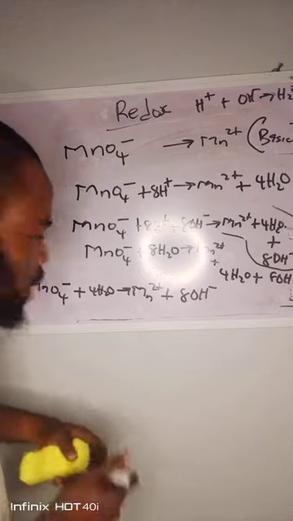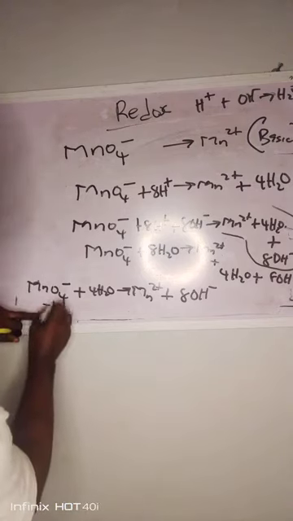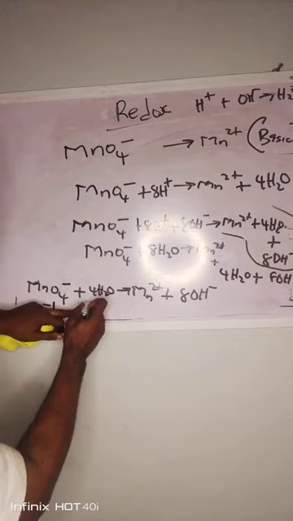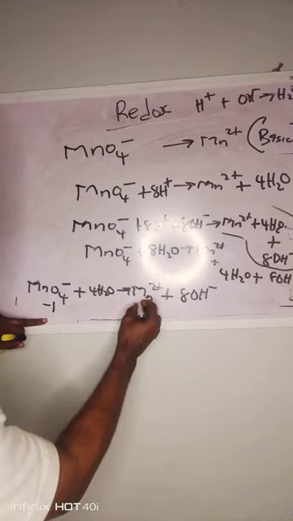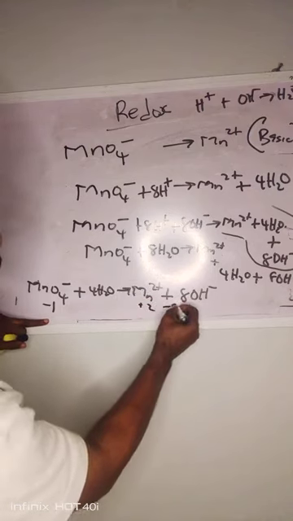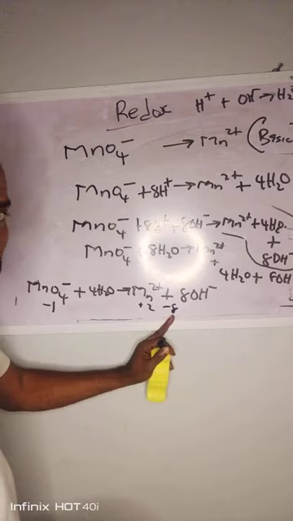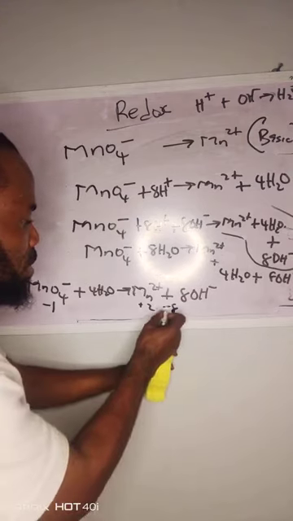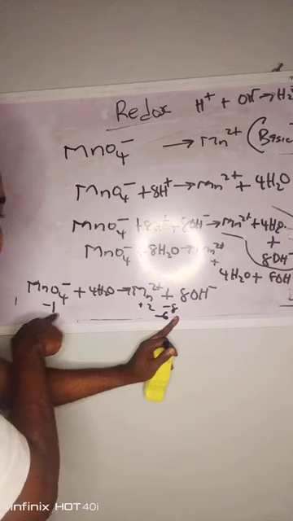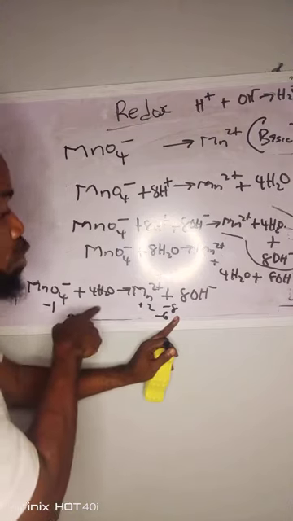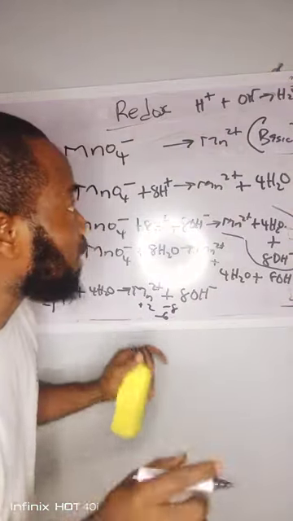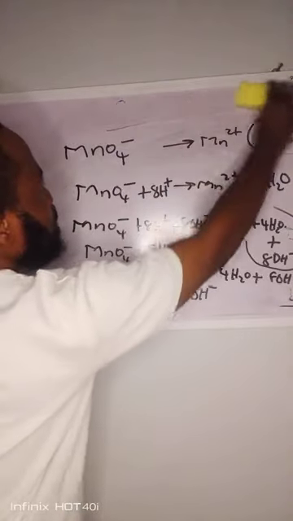So the next thing is to balance the charge. We are having -1 here and 0 here, so on the reactant side is -1. Here is +2, then here is minus 8. So +2 minus 8, we are having minus 6. So I'm having -1 versus -6. What number of electrons am I going to add to make it balance?